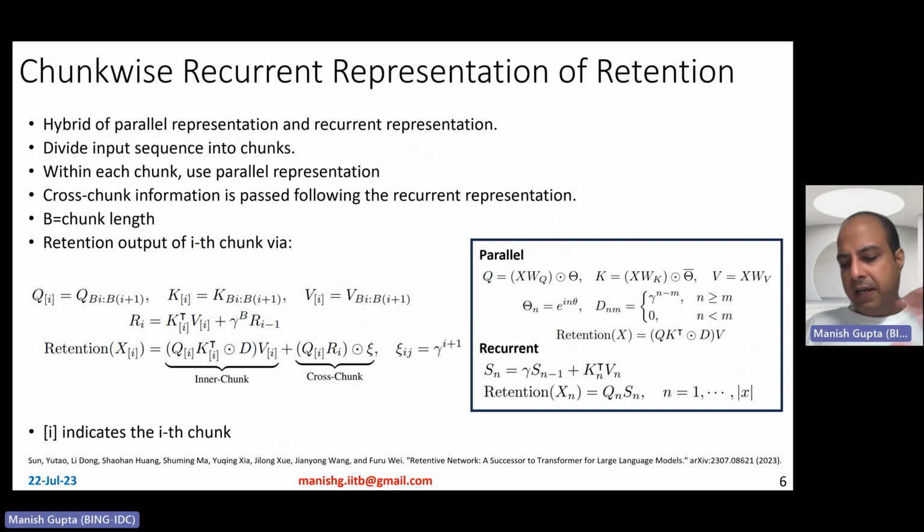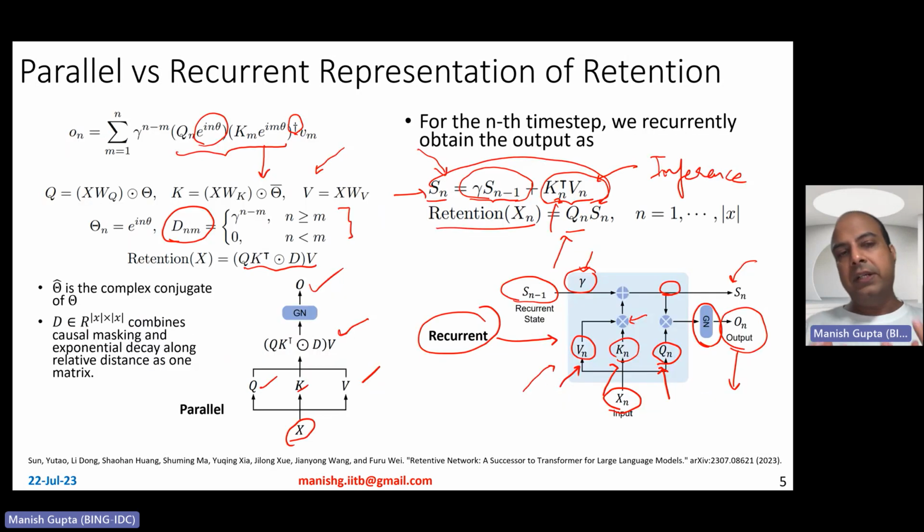Okay, now can you combine the two? So we saw the same retention thing being expressed in a parallel form and in a recurrent form, right? So that's the nice part, that they have been able to express the recurrence in terms of a parallel formulation. Now, for long sequences, there is a trade-off, by the way, between parallelism and recurrence, right? The trade-off is in terms of latency and the RAM which is required.